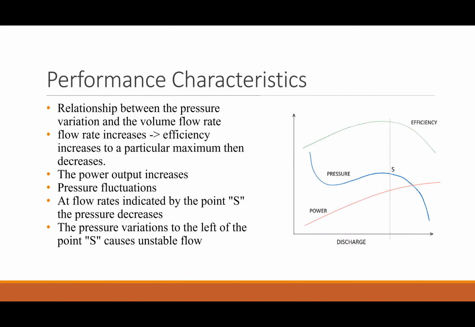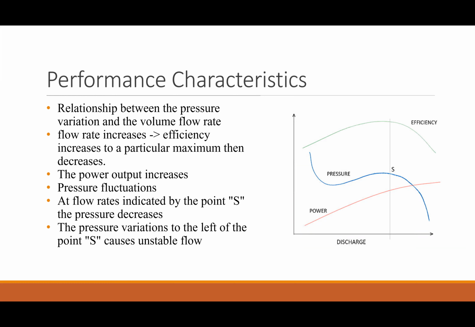An important characteristic of fans is the relationship between the pressure variation and the volume flow rate, which can be studied from the performance curves shown in the figure. A vertical line is drawn at the maximum efficiency point and intersects the pressure curve at the point S. It can be inferred from this that as the flow rate increases, the efficiency increases to a particular maximum, then decreases. The power output of the fan also increases with almost constant positive slope.